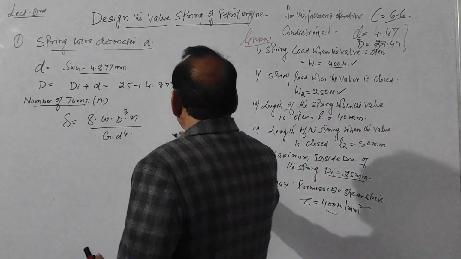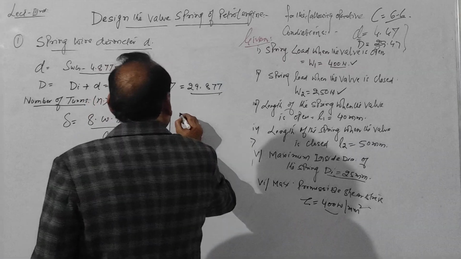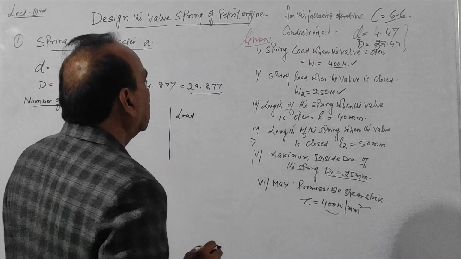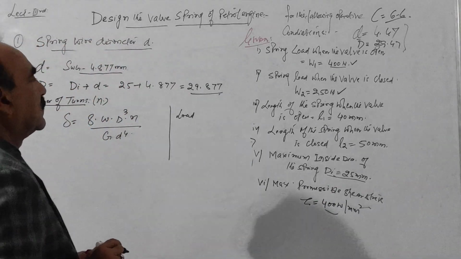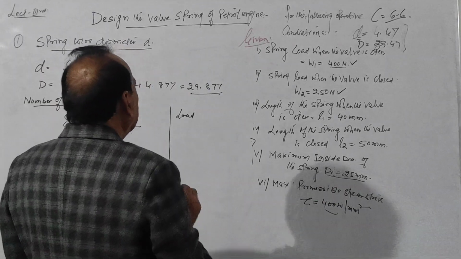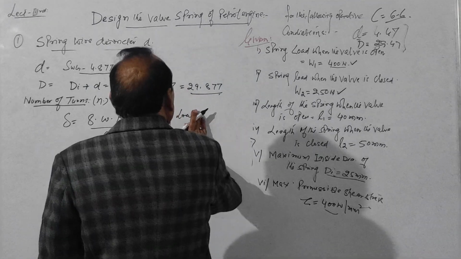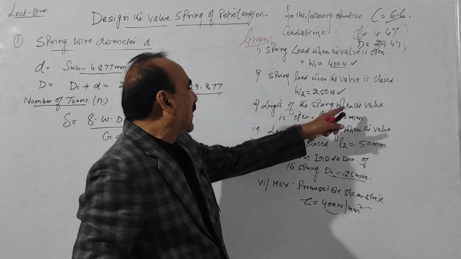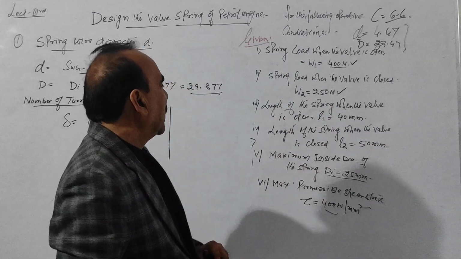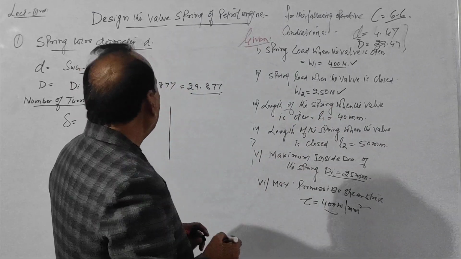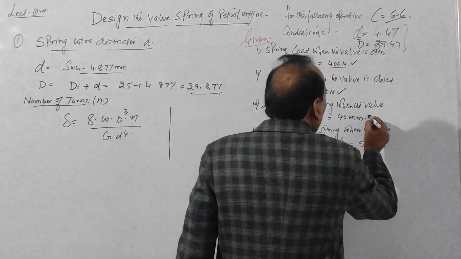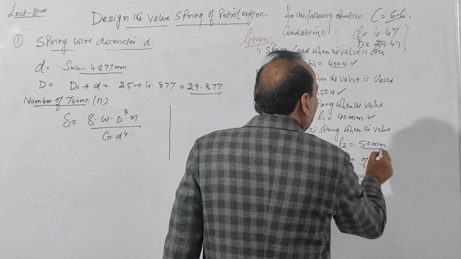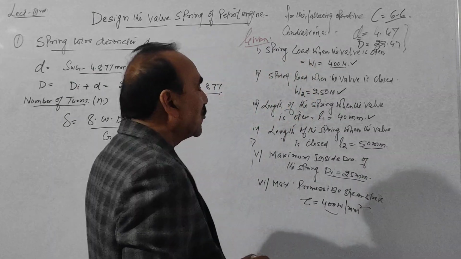So you can say, load, we will do the load later. So now next, let's come to this: length of the spring when the ball is open. So what is the length of the spring? When the ball opened, the length of the spring was 40 mm. And the length of the spring when the ball is closed is 50 mm, right? This is a compression spring, you can say.